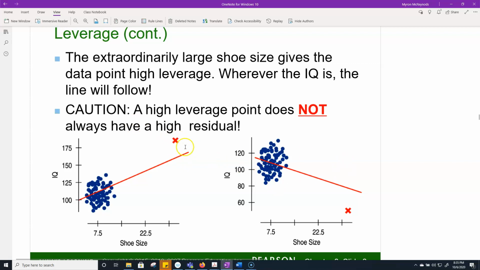And you can see, if you put that one person with a shoe with a high IQ, it's telling you that as shoe size goes up, IQ goes up, which is not true. And if this giant person actually had a low IQ, it would make you think that as your shoe size goes up, your IQ goes down. He has huge leverage on this data. So you got to pay really close attention to that. See, the residual is not even that big, and it has huge leverage on it.